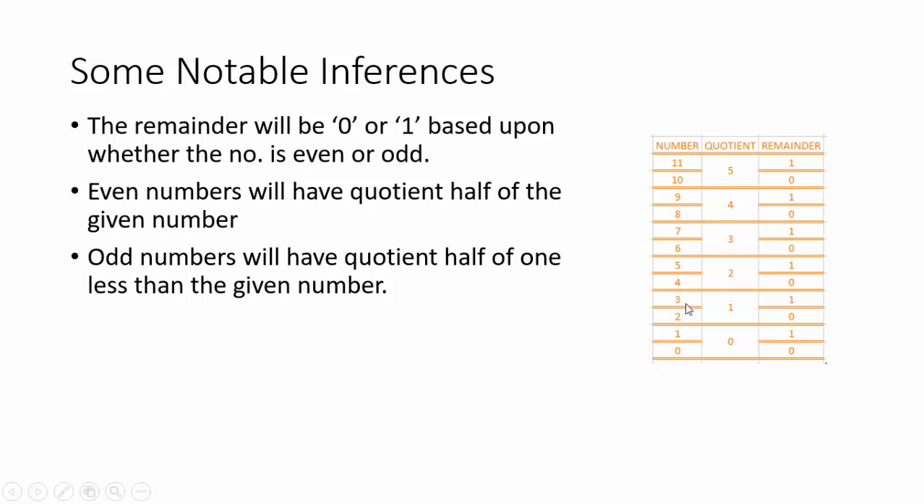If our number is 3, its quotient would be half of 2, that is 1. If our number is 7 or 9, its quotient would be half of 6 or 8. And likewise. So if it is an odd number, we have to subtract 1 from it. We have to decrement that number, and its quotient would be half of that number. And if it's even, we just have to divide it by 2.